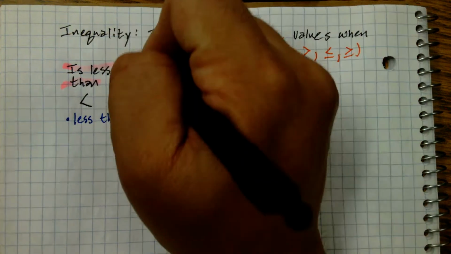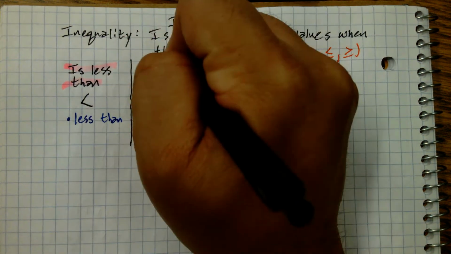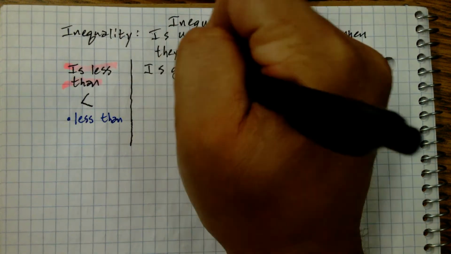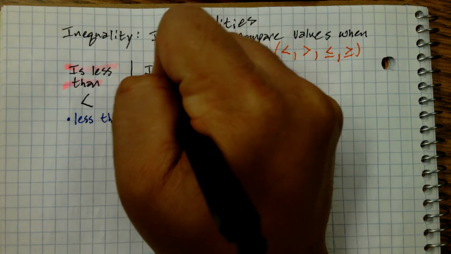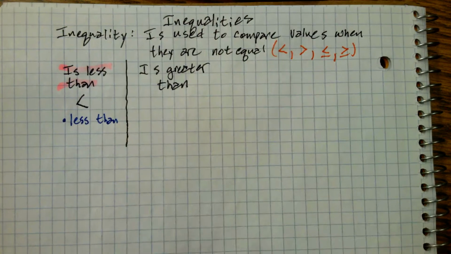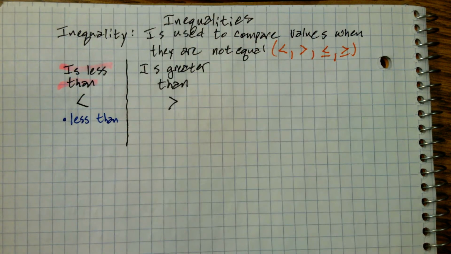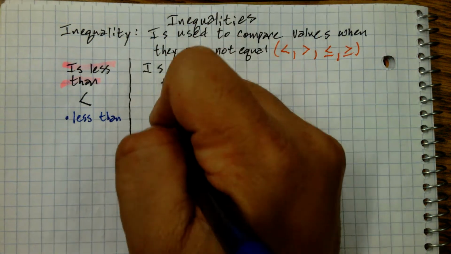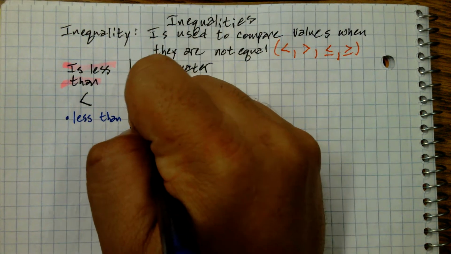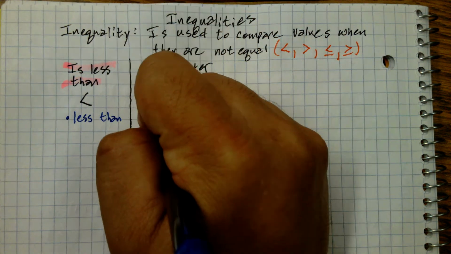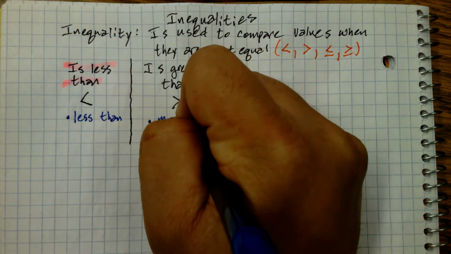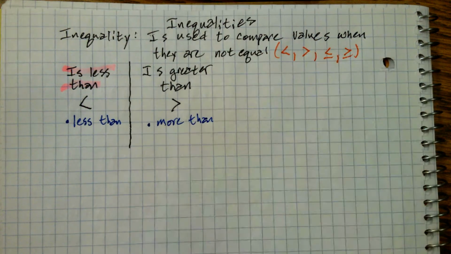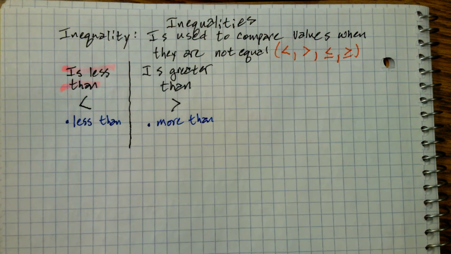Then we have is greater than. And that's this symbol. For that, an everyday phrase that could be used is more than. There's others, but this is the most popular. You know, the target is more than 100 feet away.